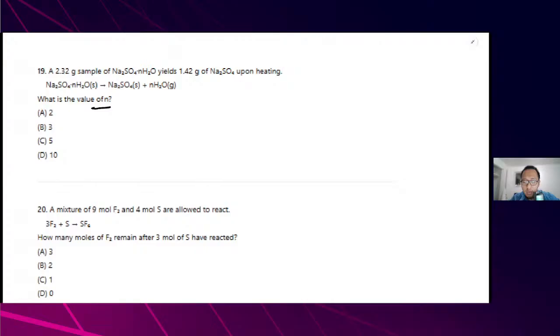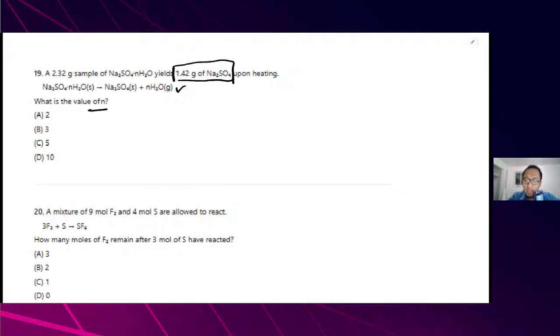A 2.32 gram sample of Na2SO4 and H2O yields this one upon heating. Okay, and then this is the balanced equation. So now we need to determine from this one: a 2.32 gram sample of this one yields this one. Now we need to determine the mass of water loss.